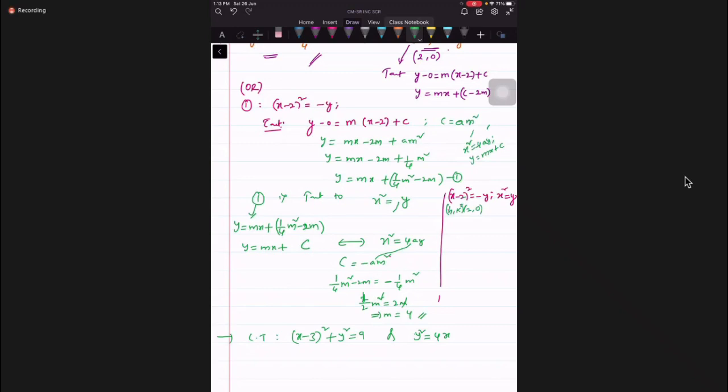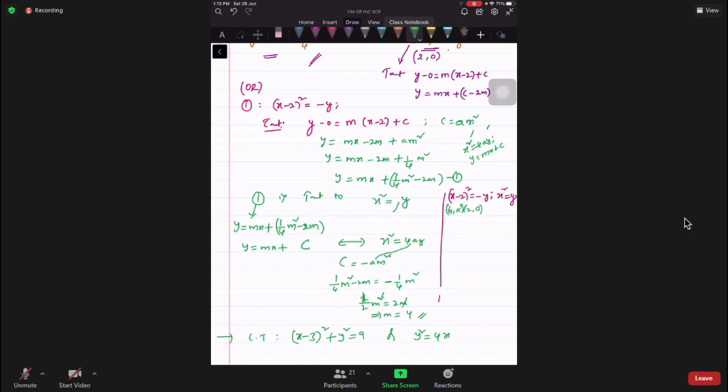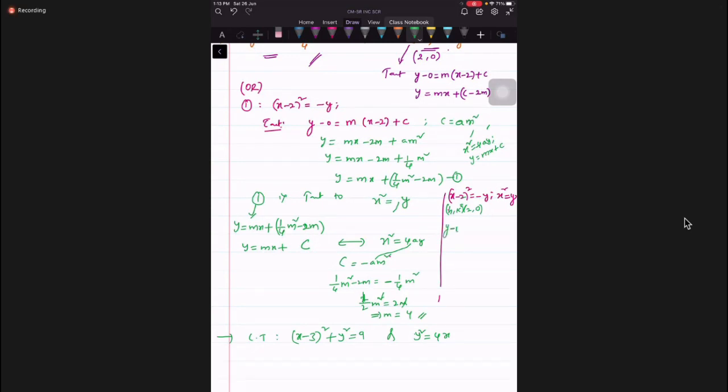All of you students understand? So therefore, what I have to take is a tangent like y minus 0 equal to m into x minus 2 plus c. Like this I have to take. Got it, students? This is now tangent to the first parabola. What is that? y equal to mx minus 2m plus c. Got it, students? Minus 2m plus c.